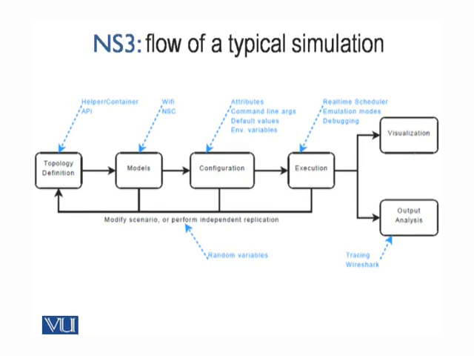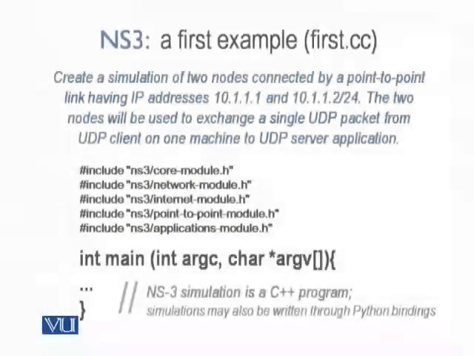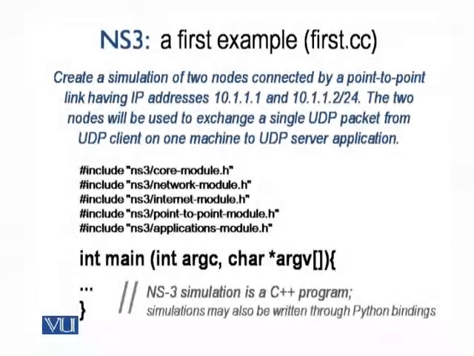So let me come to an example through which I want to clarify the working of NS3, and this is going to be a very broad description of it. In this example, we are going to create a simulation of two nodes connected by a point-to-point link having IP addresses 10.1.1.1 and 10.1.1.2/24, and these two nodes will be used to exchange a single UDP packet from a UDP client on one machine to a UDP server application on the other machine.